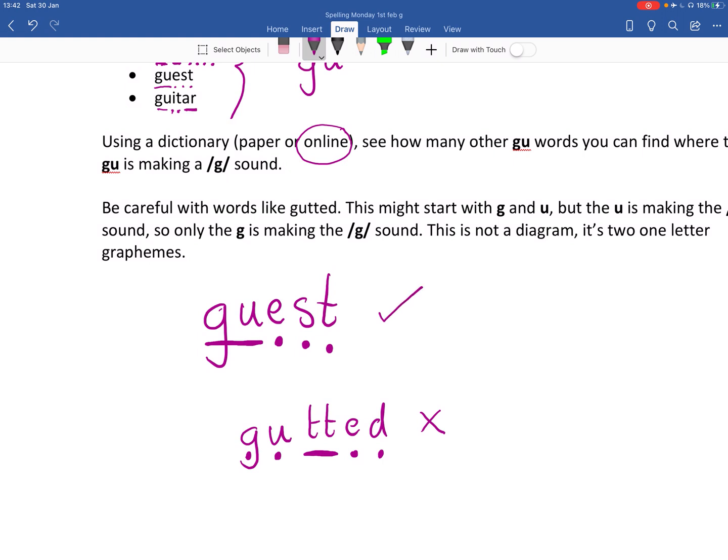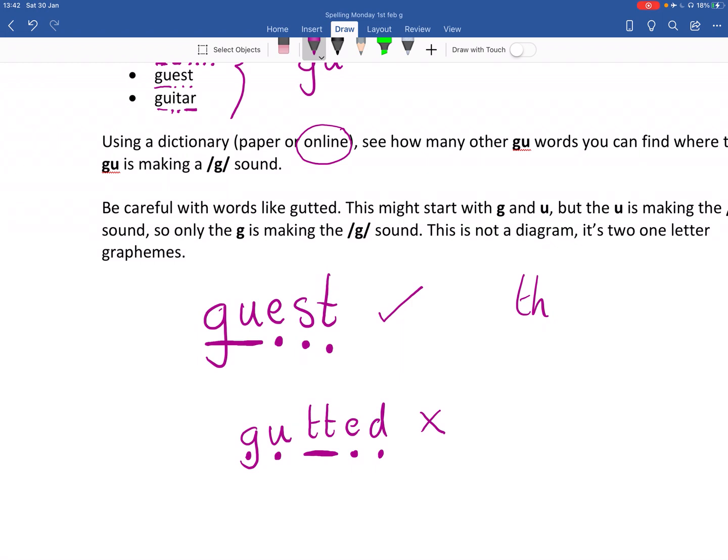This one does work. Once upon a time, you might have called that a silent U. It's not a very good term to use because it doesn't work with phonics. It's like saying that in the word, the H is silent. It's not. It's working with that T. And in this way, that U is working with that G. It's just not always needed.